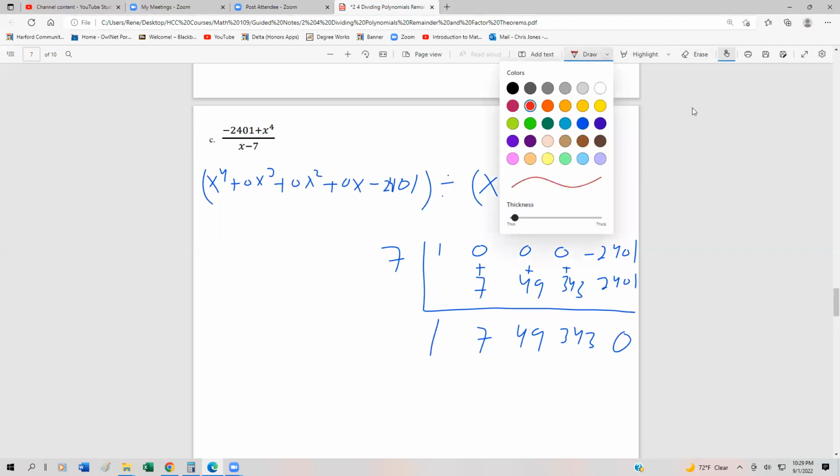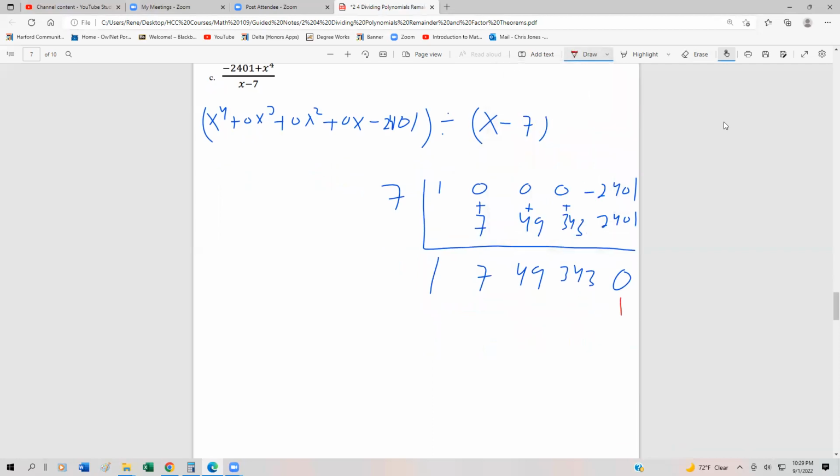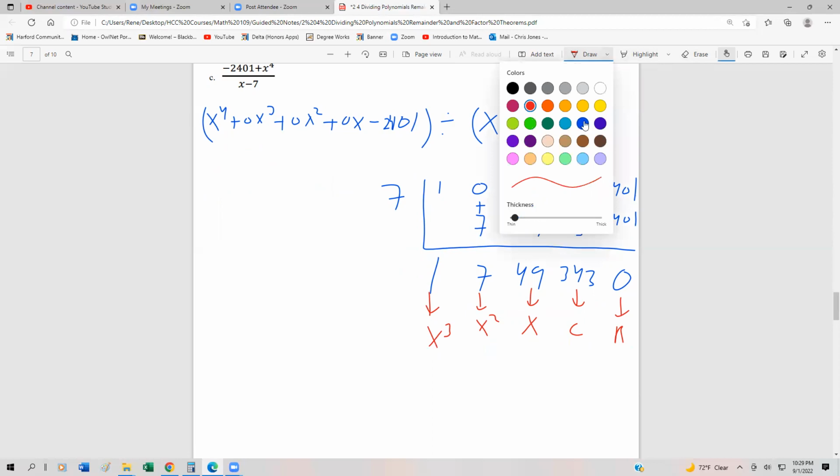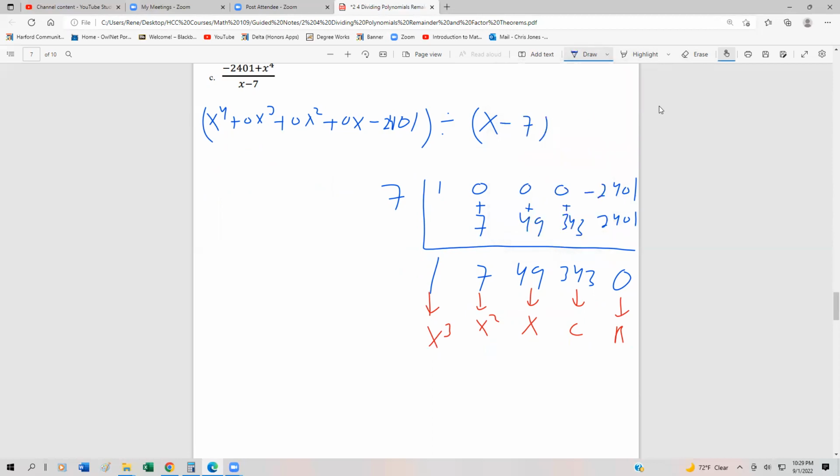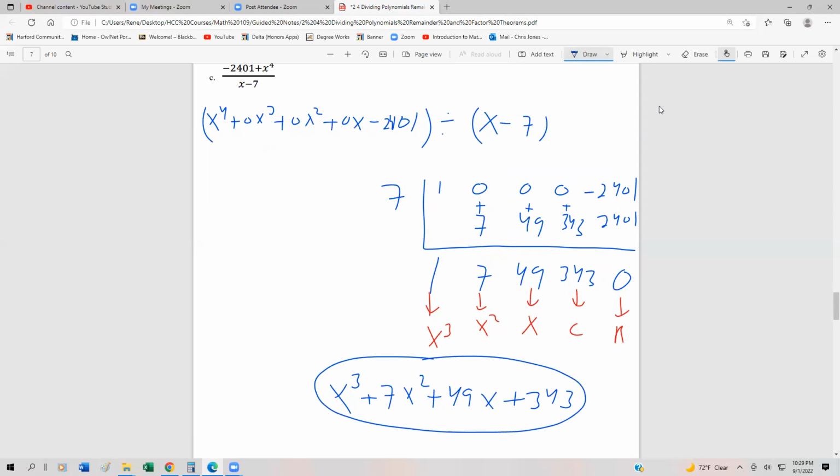Again, the order in which we write the solution to this, we have 0 is the remainder, 343 is the constant, 49 is the coefficient of x, 7 is the coefficient of x squared, 1 is the coefficient of x cubed. And so when we write our answer to this, there is no remainder. And so that's going to be x cubed, or 1x cubed, plus 7x squared, plus 49x, plus 343. All right, and remember, since the remainder is 0, we don't need to consider that.